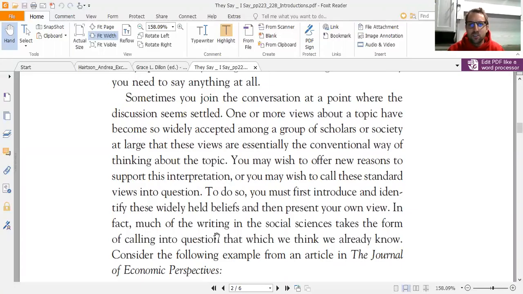But it says, the next sentence, one or more views about a topic have become so widely accepted among a group of scholars or society at large that these views are essentially the conventional way of thinking about the topic. Just because they're conventional doesn't make them right. And so the next sentence, you may wish, again, qualifications, you may wish to offer new reasons to support this interpretation, or you may wish to call these standard views into question, right?